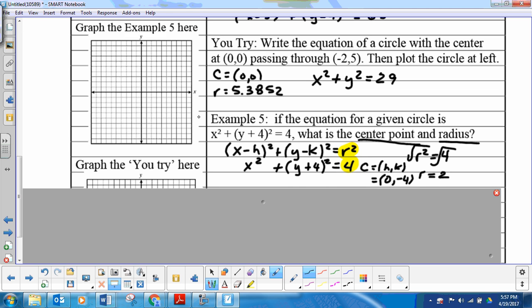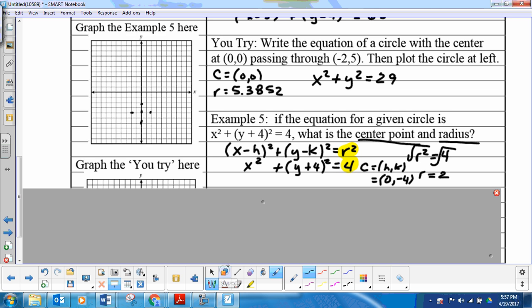Our radius is 2. Now I'm going to go over to my graph, and I'm going to graph this. So 0 on the x, and 1, 2, 3, 4 on the y. There's my center point. And now I'm going to just plot a couple of points. I'm going to do that by just walking up 2 marks above the center. I'm going to walk 2 marks to the right, 2 marks down, and 2 marks over. And I now have created a way to draw my circle as long as I kind of go through those points.